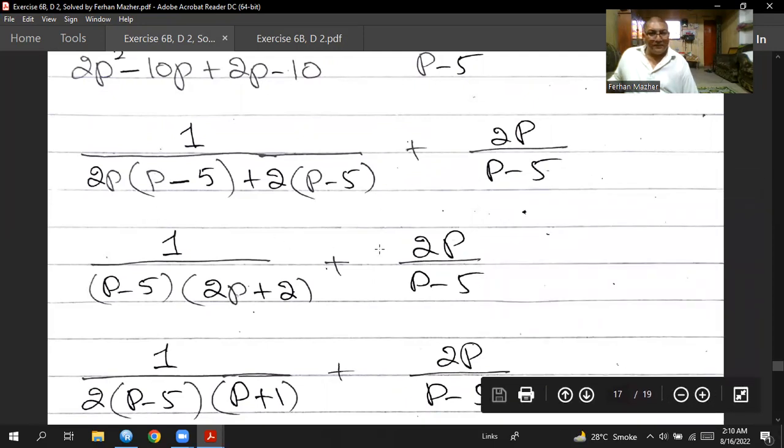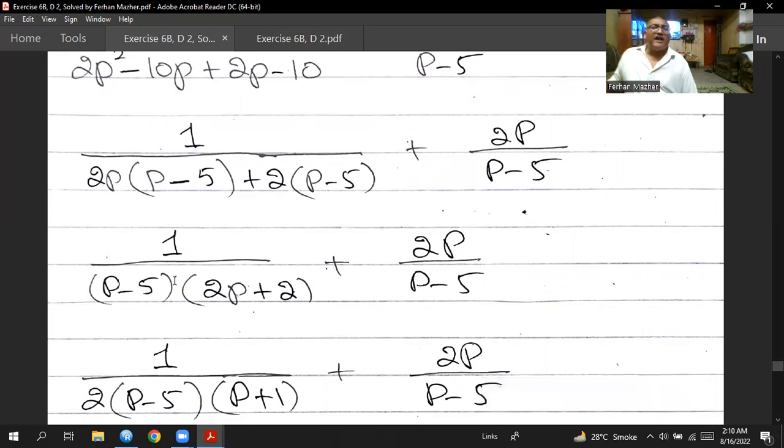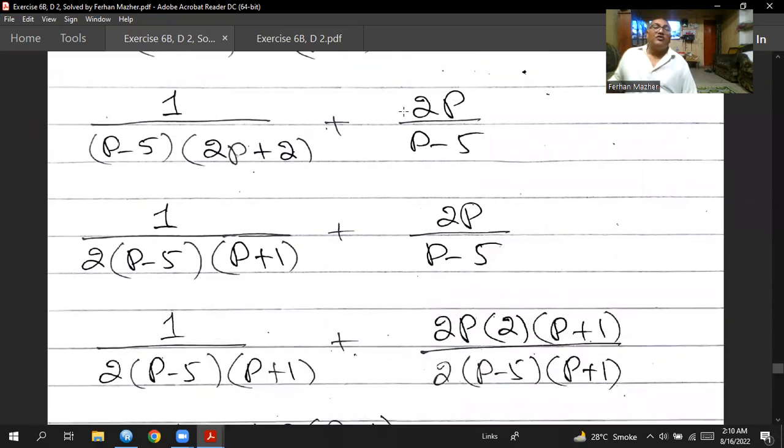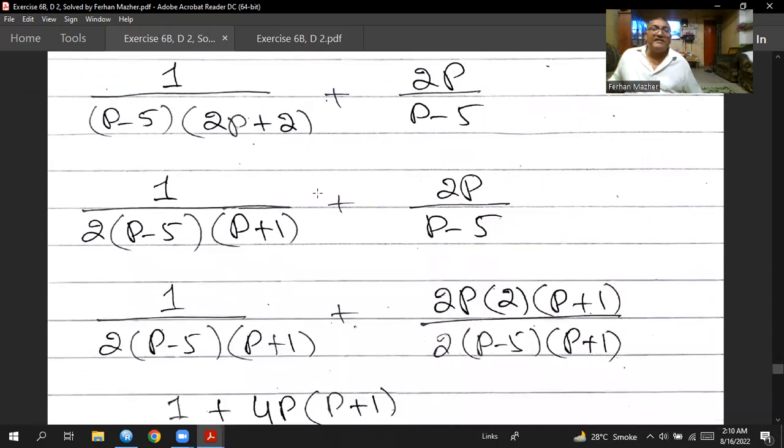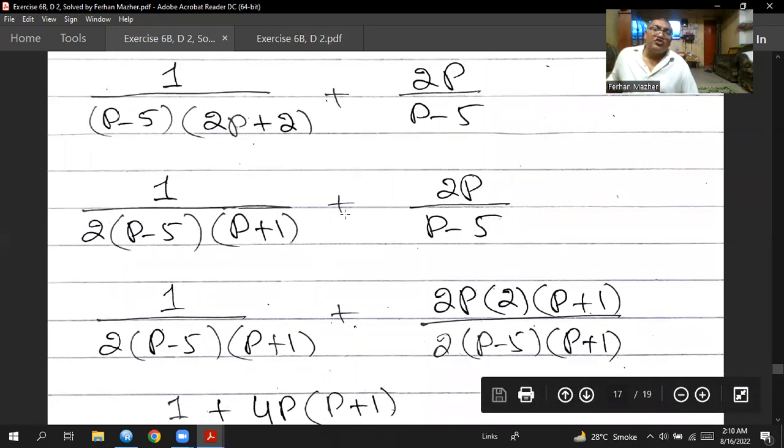And so you will have p minus 5 in one bracket and 2p plus 2 in another bracket. So here you have plus 2p divided by p minus 5. This is coming as it is. Okay. Now from there you can take the 2 common. So in the denominator you have 2 bracket p minus 5 bracket p plus 1 bracket close. So plus 2p divided by p minus 5.